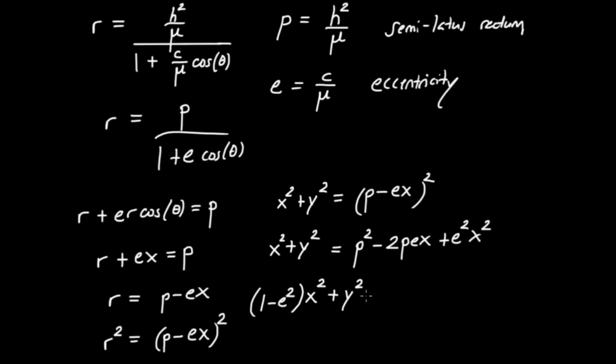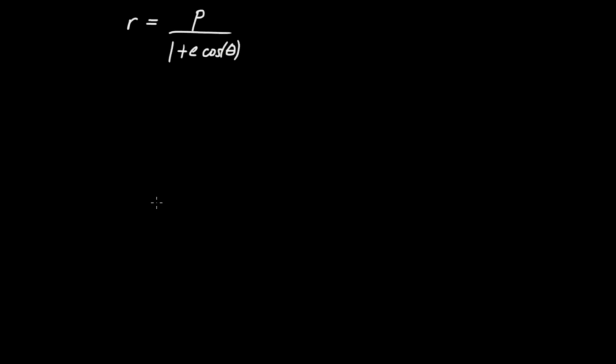Let me move that to the left-hand side as well. So I have plus 2pex. And then I'll just move that to the left-hand side too. Minus p squared is equal to 0. And all quadratic equations in two variables of this form are conic sections. Let's explore a few special cases of this polar equation.